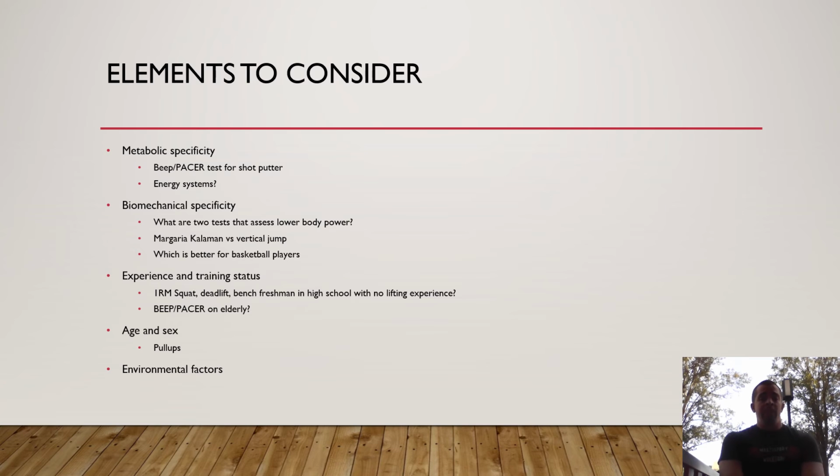The Margaria-Kalamen is also a lower body power test, but it's where you run up stairs. Both tests are very short. They're very valid assessments of power, but one is going to be a little bit better for a basketball player. Obviously, the vertical jump is going to be a little bit more appropriate for a basketball player because it's more biomechanically specific for their sport.